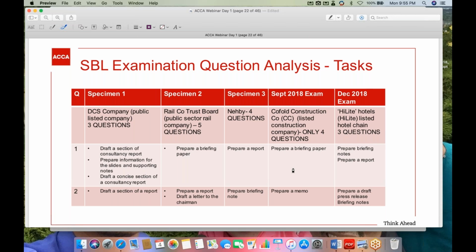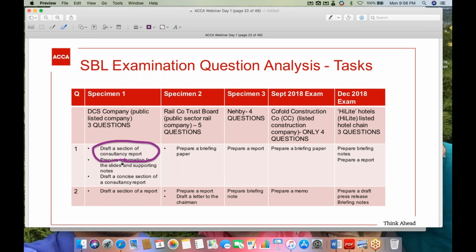So you notice that the tasks are almost similar. You need to know what a briefing paper or briefing notes are. You need to know how to prepare a report. All this requires format. There's a difference between preparing a full report and drafting a section of that consultancy report. Are you asked to prepare a full report here? No, you're not. You are just asked to draft a section of that particular consultancy report.